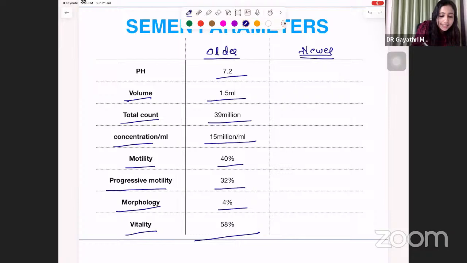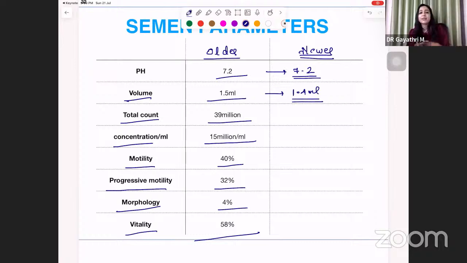Again, there are very minute changes. Anyone who sees these semen parameters will likely get angry because the changes are so minute. Still, you have to learn all those things by heart, so you have to know the newer one as well. The pH is still 7.2, no change. The volume they have made 1.4 ml. The total count 39 is the same.